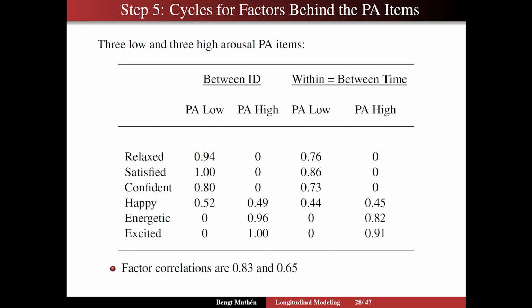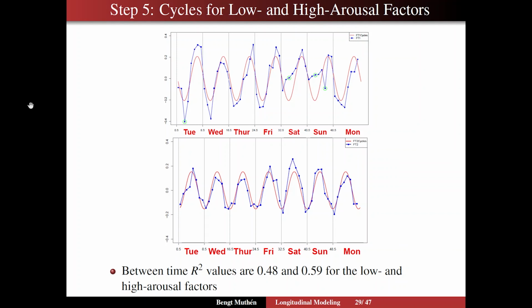So the modeling that we're going to do is looking at cycles for these factors, and we're looking at them for the within level factors, the less highly correlated factors. That's where the cycles are going to be specified, not for the between level. Slide 29 shows the result of the factor analytic cycles modeling.